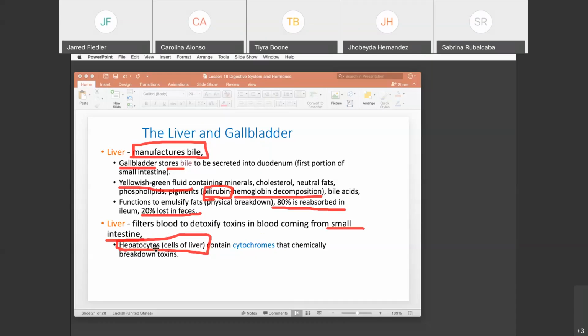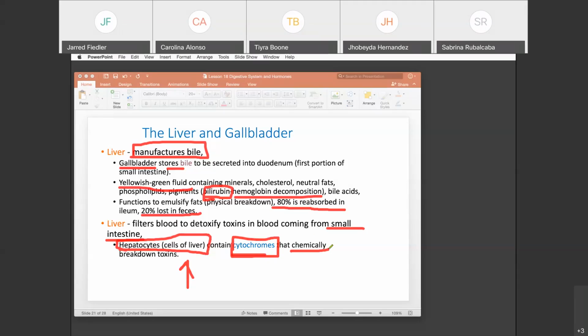Now, like I said before, the hepatocytes are cells of the liver. They have cytochromes that chemically break down toxins. So the cytochromes themselves are what actually break down the toxins. That's the molecule that will actually break down toxins chemically. Now remember, chemical breakdown of toxins means that we're converting the toxins from one form into another.